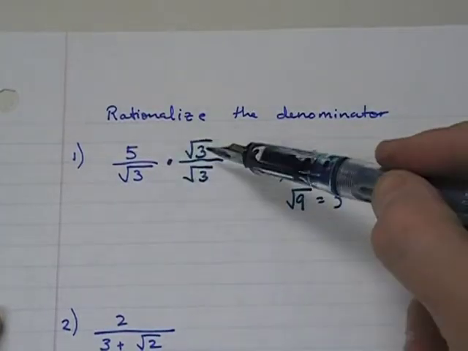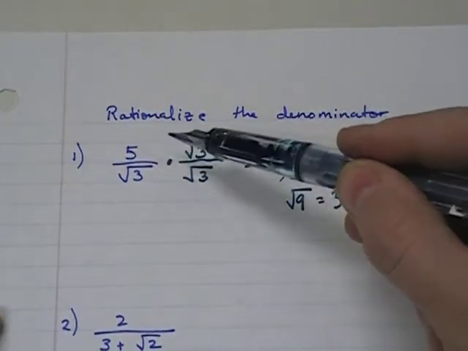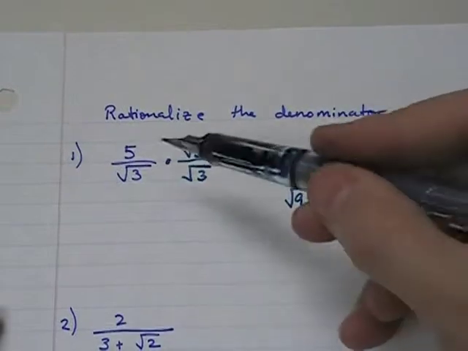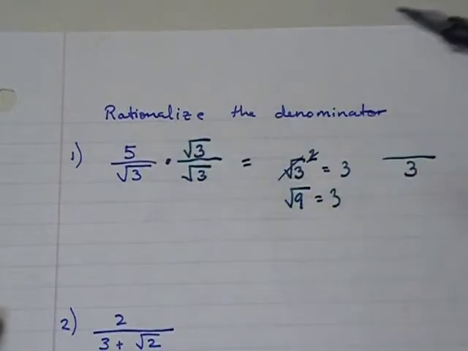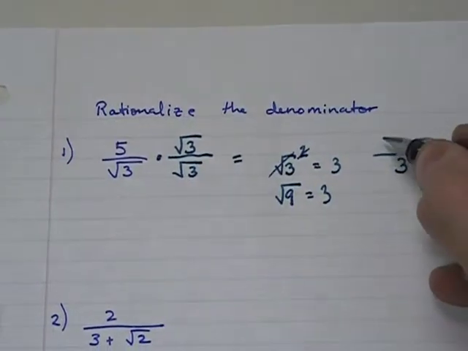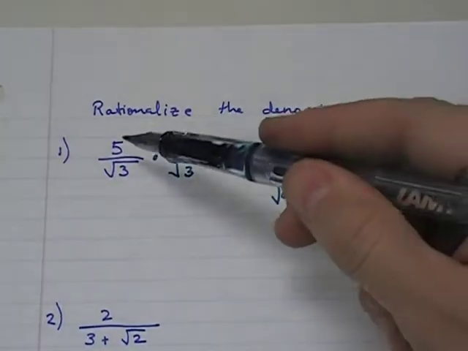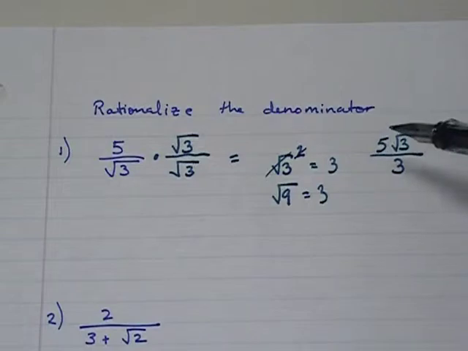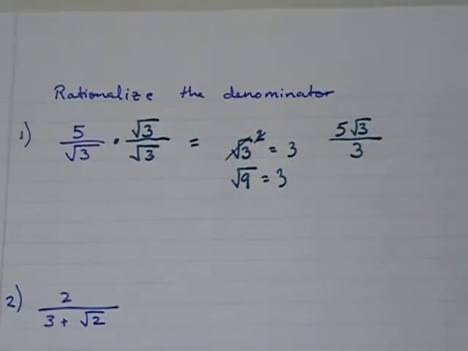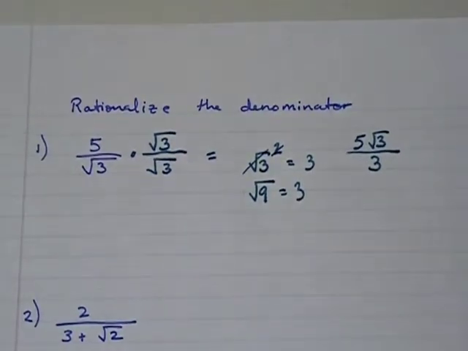What about the top? What about the numerator? What is 5 times the square root of 3? Well, this one's under a radical and this one's not. I can't combine them. So I just write 5 times the square root of 3. Very much like if I had 5 times x, I would just write 5x. And a lot of people aren't real comfortable with this. They say, well, why did you do that?